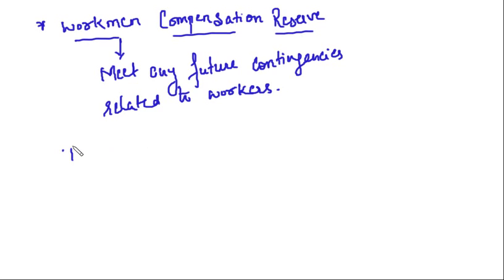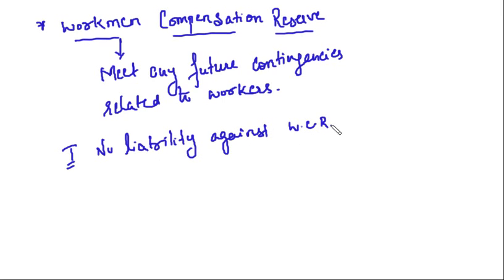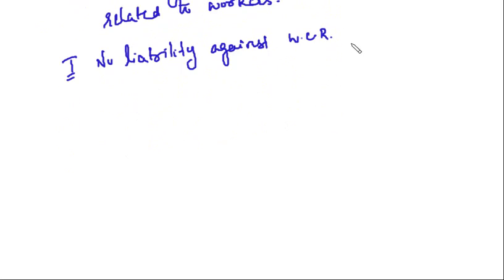Case 1, there is no liability against workman compensation reserve. That means no worker gets injured, there is no liability against workman compensation reserve. Whatever reserve, whatever amount you have set aside as reserve, that is laying as such, there is no liability as of now on the date of dissolution, right?